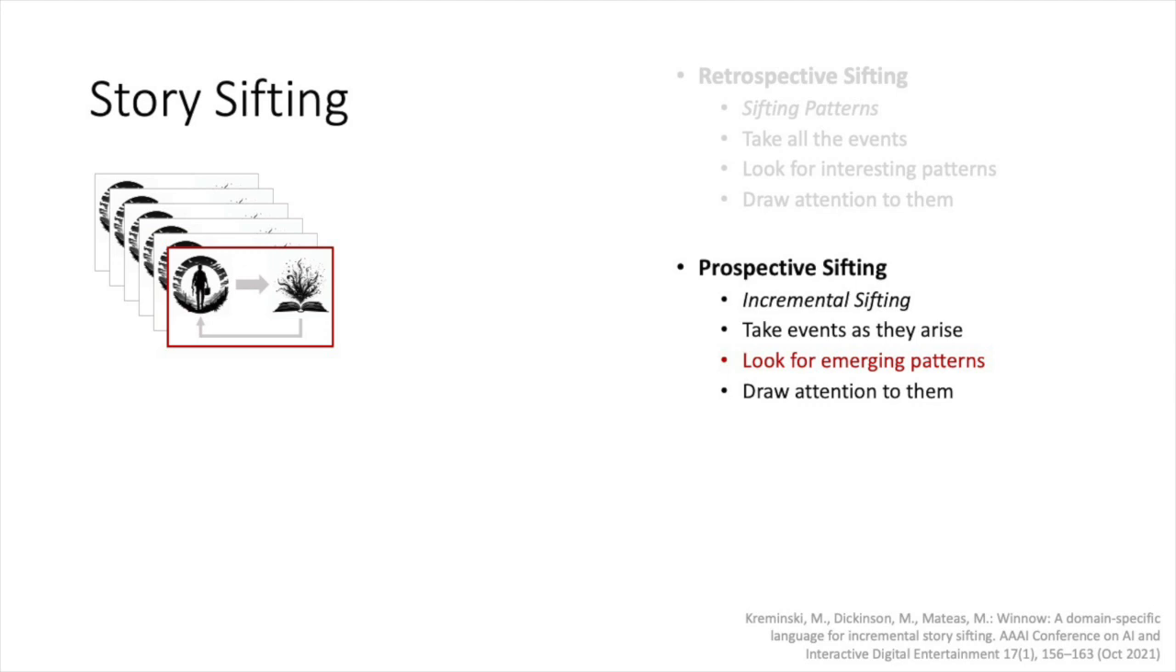An example of this was put forward by Kreminsky. Incremental sifting uses sifting patterns, but here you take events as they arise and you look for emerging patterns. In other words, you look for the first couple of events in the pattern and draw attention to those as they occur.